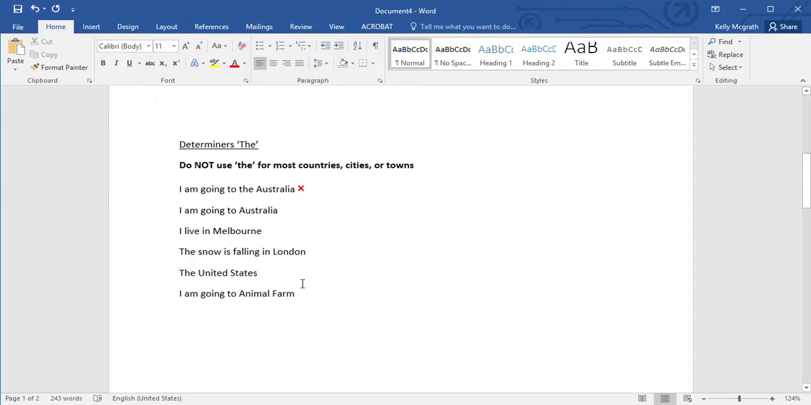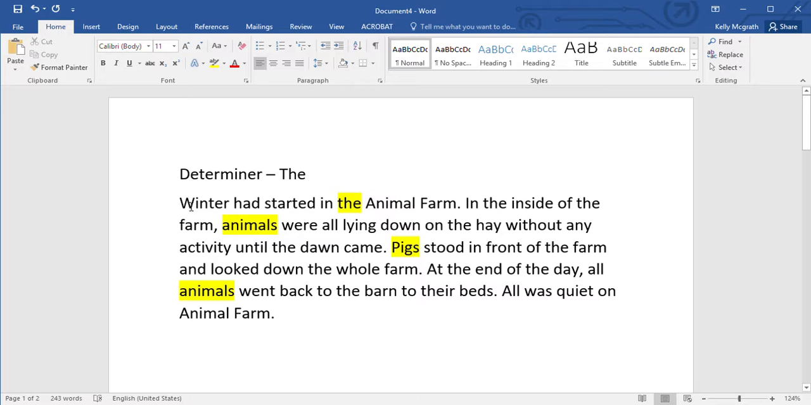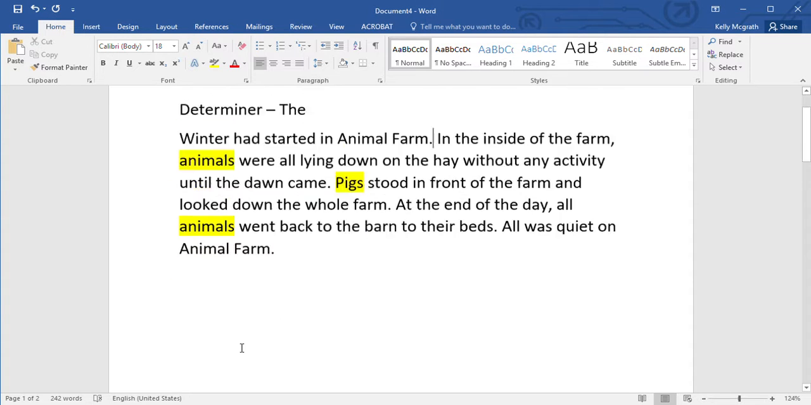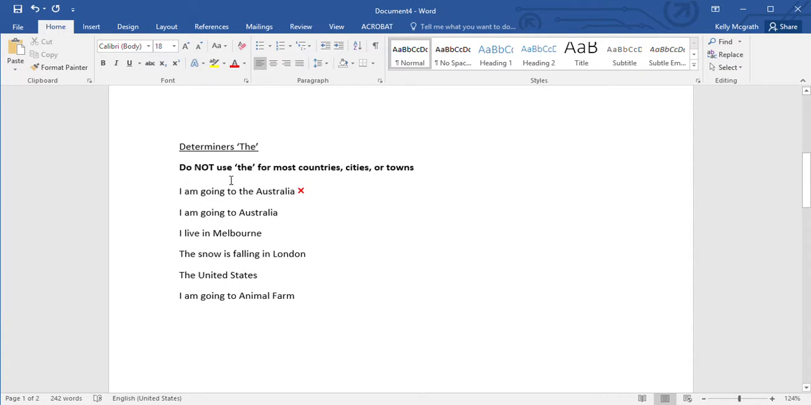Now, this is the same for Animal Farm. It's a location, the name of a place. So I would not use the. I am going to Animal Farm. Don't use the. Okay, so if I go back up here, winter had started to fall in the animal farm. The use of this is incorrect, so I'm going to delete the. Winter had started in Animal Farm. That is correct. Okay, so the rule there was do not use the determiner for most countries, cities, or towns.